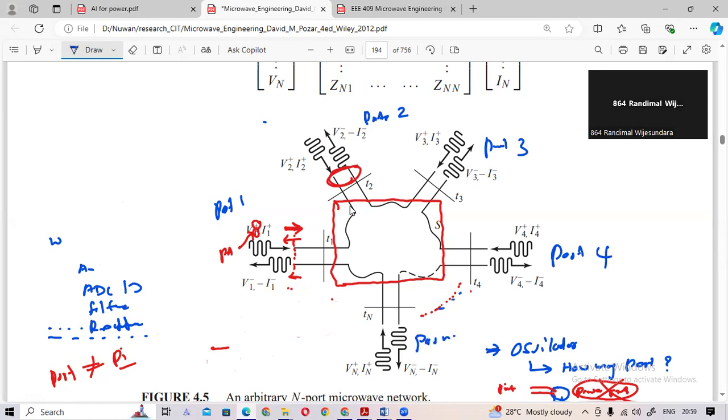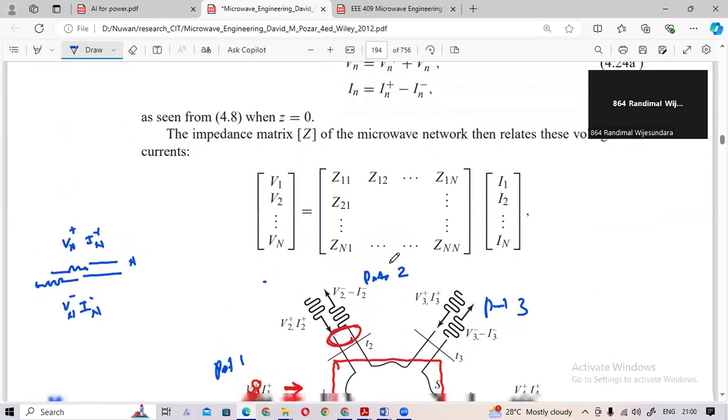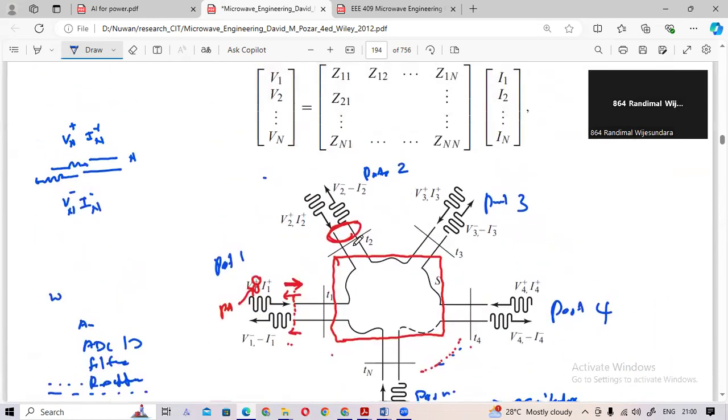If you consider a port, there are input signals, forwarding signal, as well as reflecting signal. Signal means there are voltage or current forwarding, and voltage and current reflecting. So if this is the input, this letter emphasizes the port number. So this is the notation. This is the general notation.